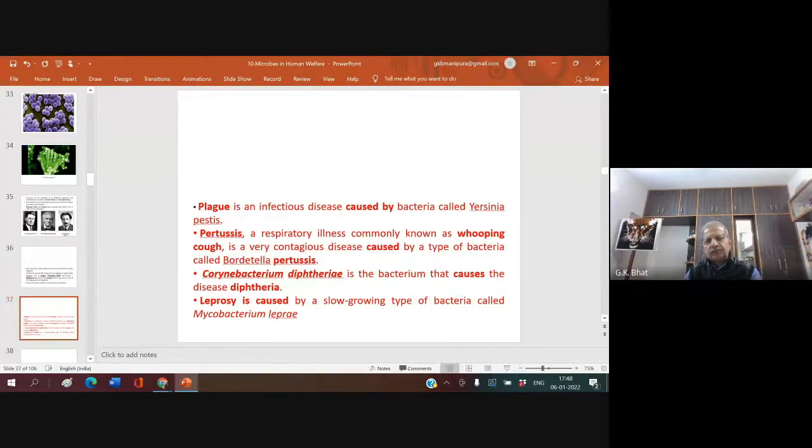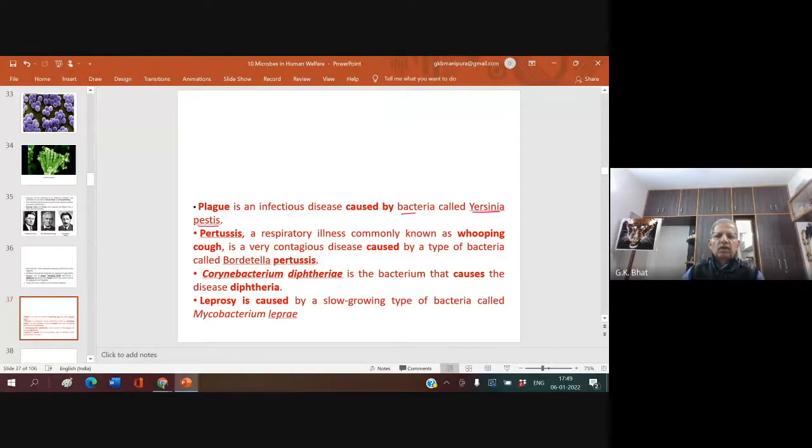Some of you have studied this. If you don't know, you can note it down. Plague is an infectious disease caused by a bacterium called Yersinia pestis. Thousands and thousands of people used to die of plague. Once the infection started in a village, the whole village used to get killed by this bacterium.